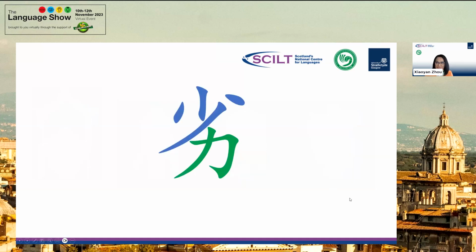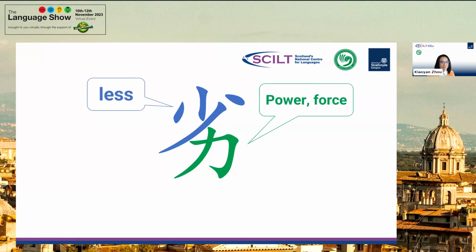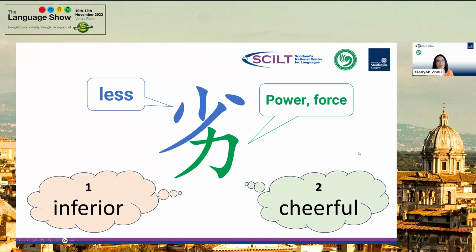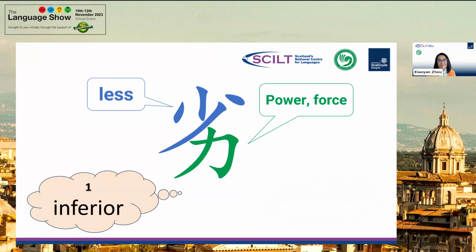I gave you the chance to guess the meaning. Thank you. Now it's your turn. The top part in blue means less. The bottom part in green means power or force. I give you two options to choose. What do you think? Type the numbers for each of them. One. So we have three ones, more twos. Cheerful. One more one. Yeah, I would say the answer is 1. How much or how little effort you put in will determine the quality of your life. Yes, so the answer is 1.